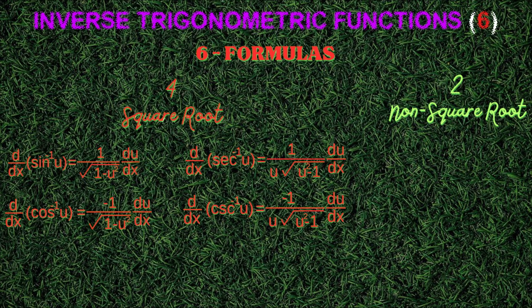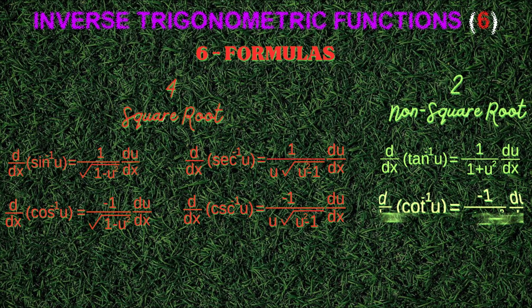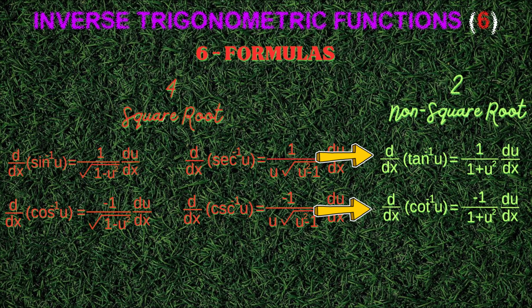Then, punta tayo sa non-square root. Yung mga sagot dito ay walang square root. For example, the derivative of arctangent is equivalent to 1 over 1 plus u squared times du dx. For the derivative of arccotangent, we have negative 1 over 1 plus u squared times du over dx. Parehas lang sila, negative lang yung sa arccotangent.